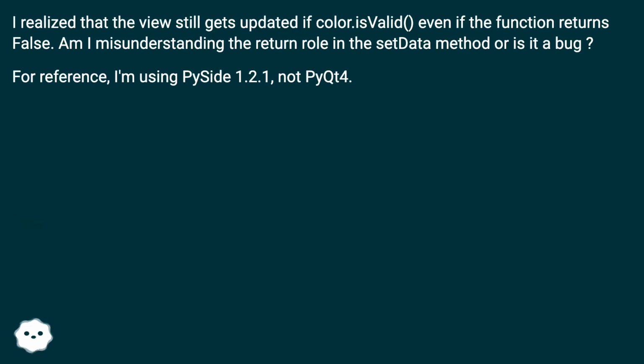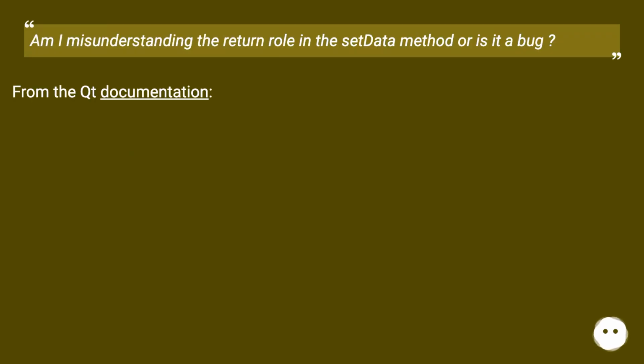Am I misunderstanding the return role in the setData method, or is it a bug? For reference, I'm using PySide 1.2.1, not PyQt4. From the Qt documentation.